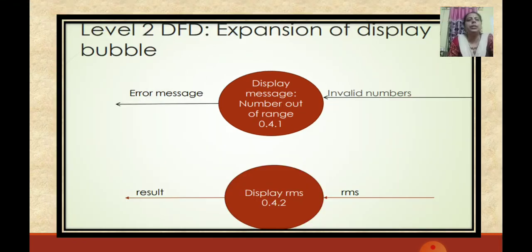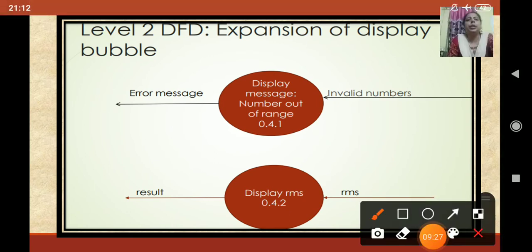Okay, this is the result process. So if the number is valid, after calculating the root mean square, it displays the value. Okay, in the validate function, if the numbers are not valid, then it will come to this process and display an error. Okay, this invalid number comes to this process and it will display the error message.